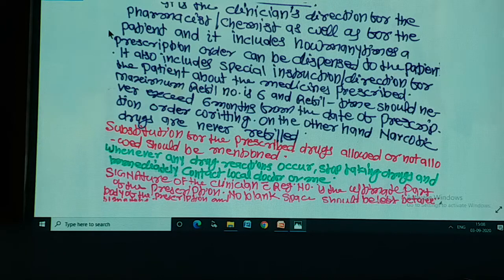Next and ultimate part of the prescription is signature of the clinician with registration number. No blank space should be left between the body of the prescription and the signature of the clinician.